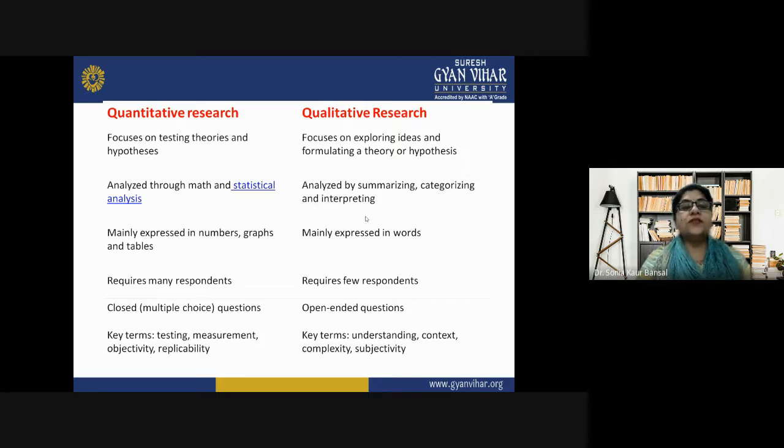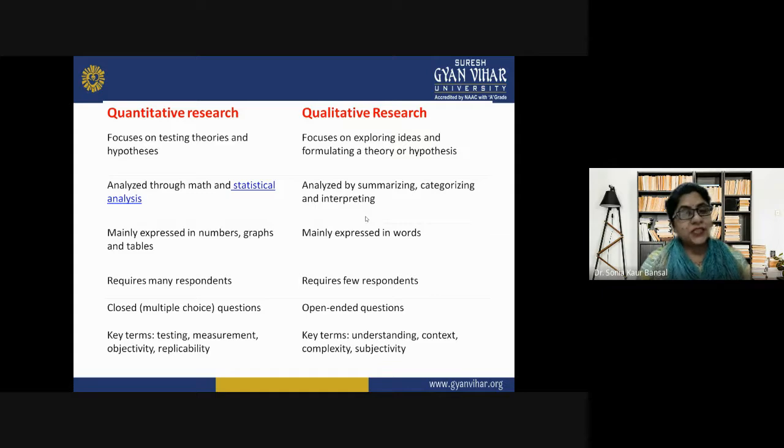Then quantitative research analyzes through math and statistical analysis. Qualitative research is analyzed by summarizing, categorizing, and interpreting. Then quantitative research is mainly expressed in numbers, graphs, and tables. And qualitative research is mainly expressed in words. Okay, students? So just remember the basic difference.